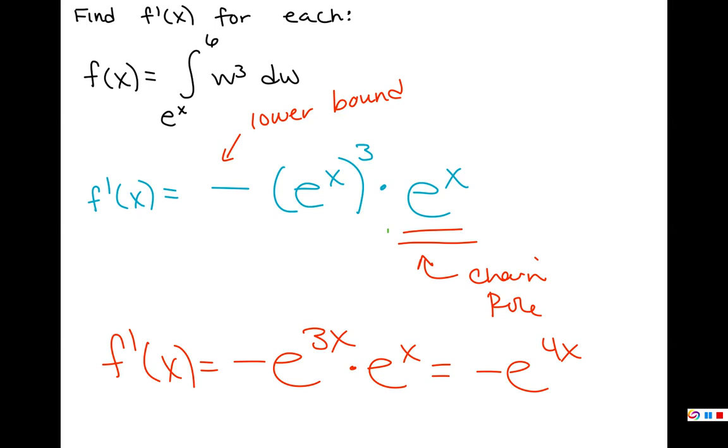Finally, we could simplify this answer a little bit. The part with the parentheses, e to the x to the third, this part right here, you can multiply the exponents and you get e to the 3x. And then e to the 3x times e to the 1x, when we multiply, we add the exponents. And so that's how I got a final answer of negative e to the 4x. So 3x plus 1x gave me 4x.